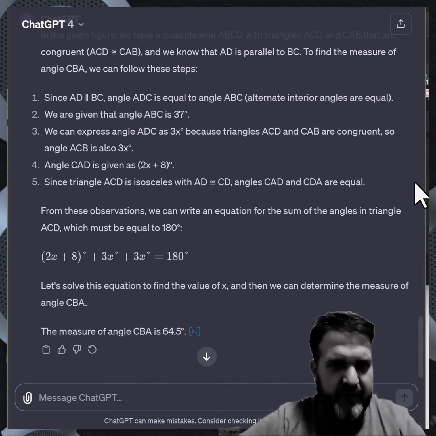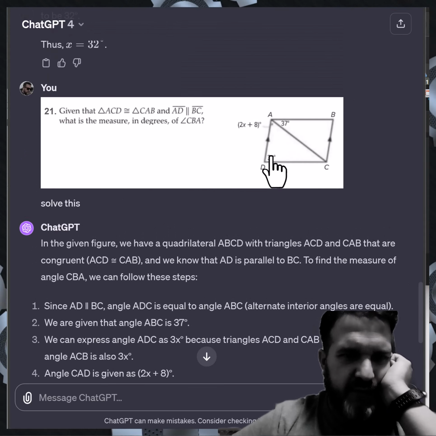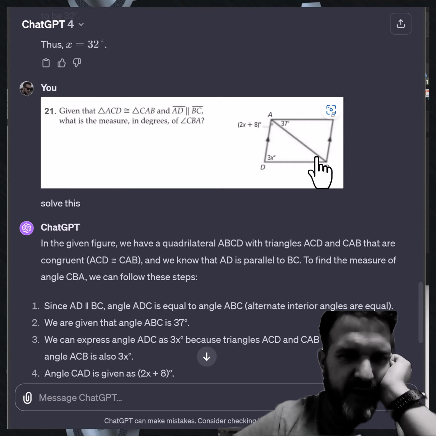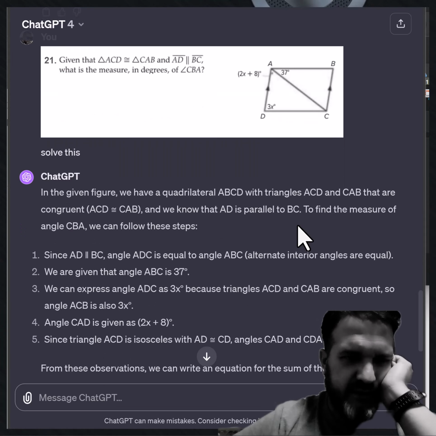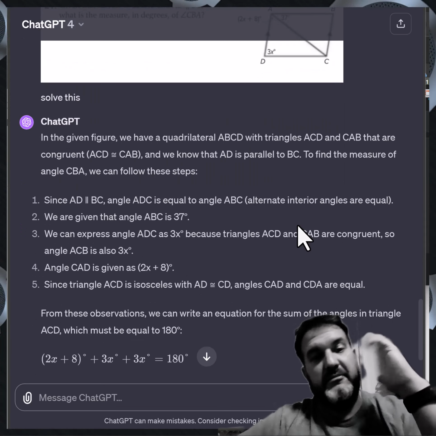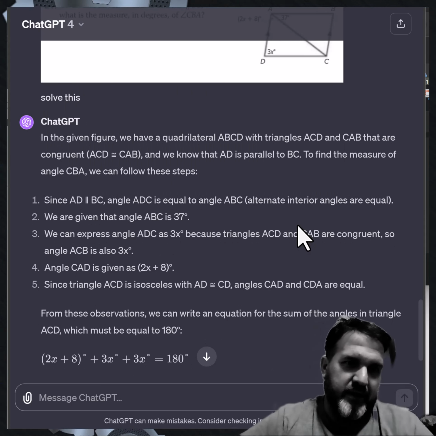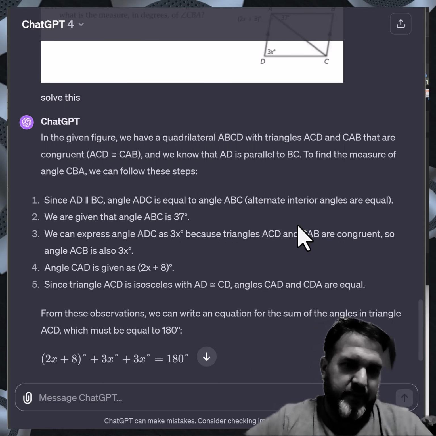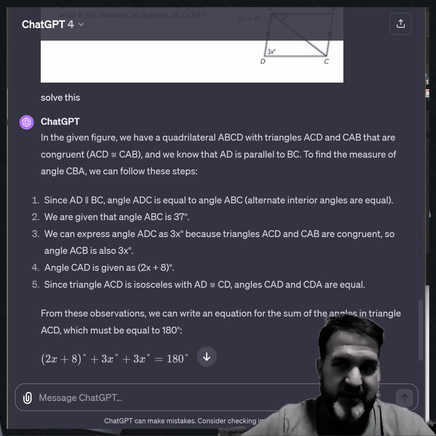Okay. Well, at least it solved the equation correctly, but the fact that it believes that this angle and this angle are the same, or equal, it's just nonsense, right? So, again, this is an example where you have to watch out, you have to check the answers. One thing it's not good at is math. That's one thing for sure.